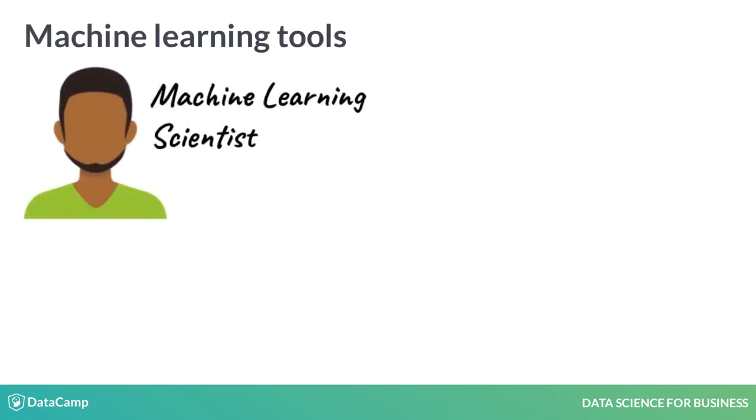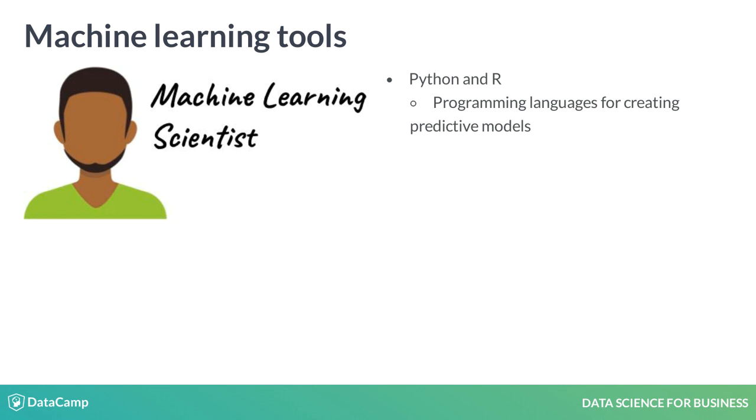Machine learning scientists use either Python or R to create their predictive models. Both are great programming languages for data science, and a candidate who knows one language can likely read code in the other language.